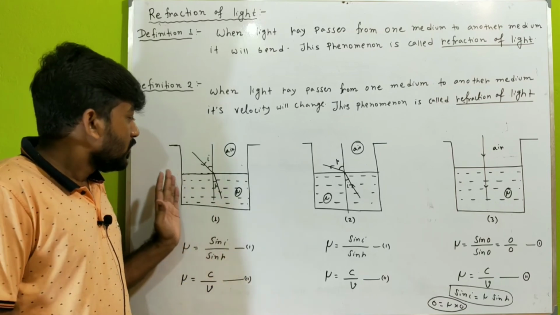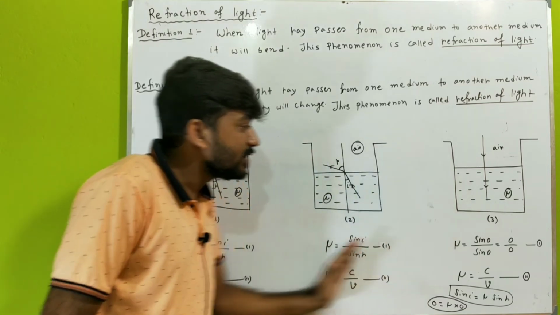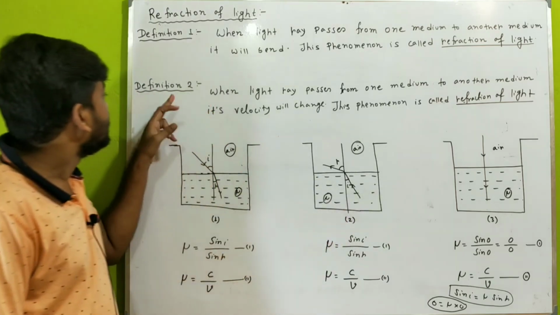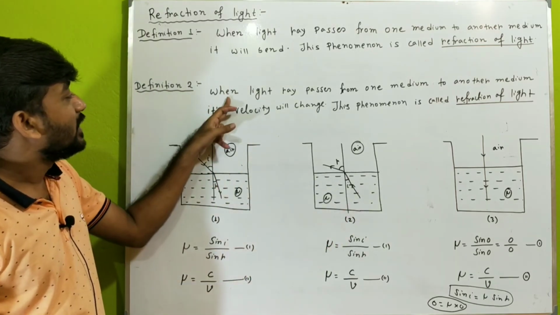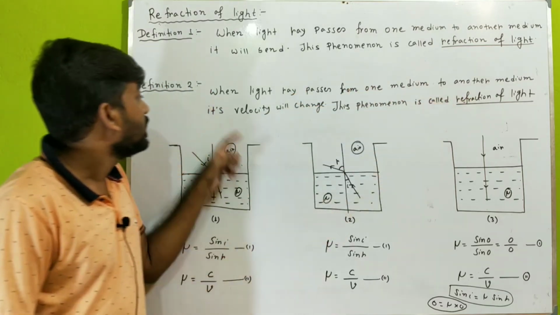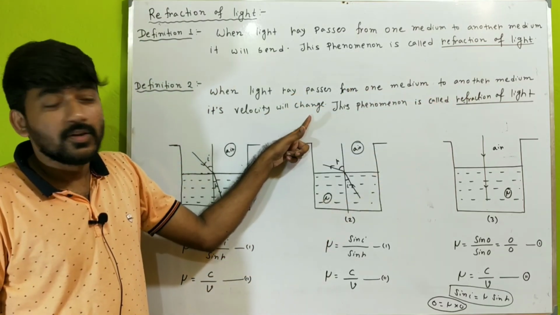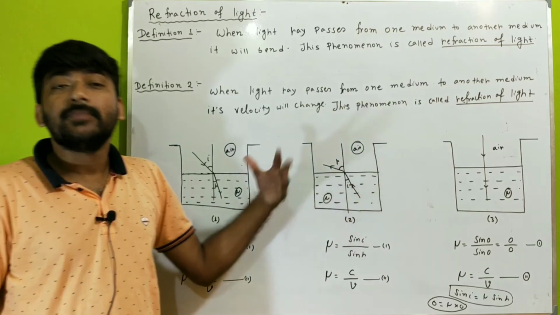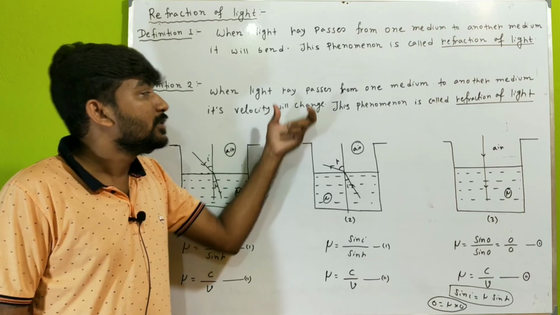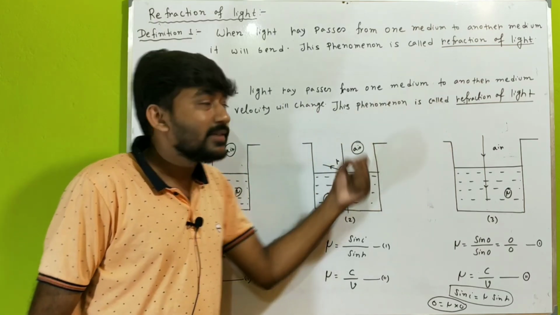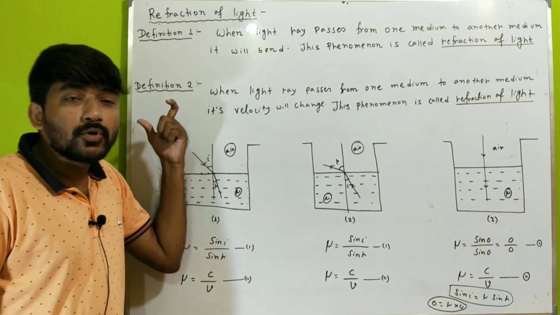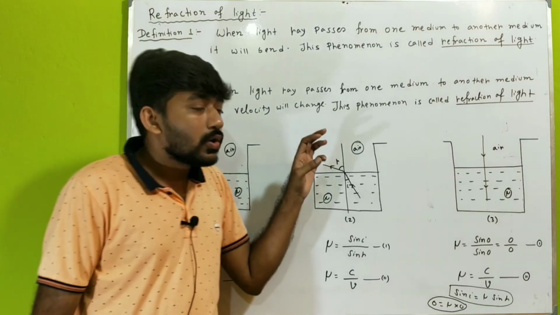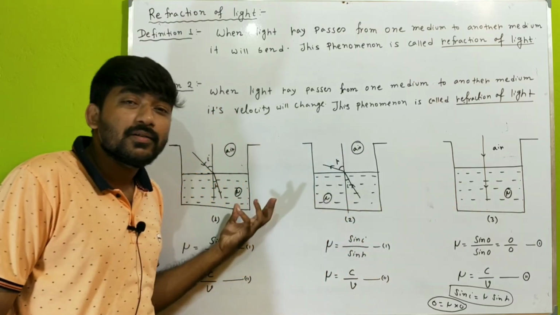So if we want to consider all the cases as refraction of light, then you should take this definition where I have written that when a light ray passes from one medium to another medium, its velocity will change. So when a light ray enters from one medium to another medium, if its velocity is changed, then we can call this phenomenon refraction of light. So I think this is the most appropriate definition of refraction of light, which will solve all your confusion about this phenomenon. Okay, thank you.